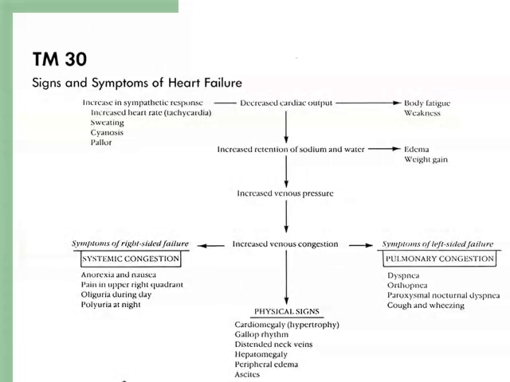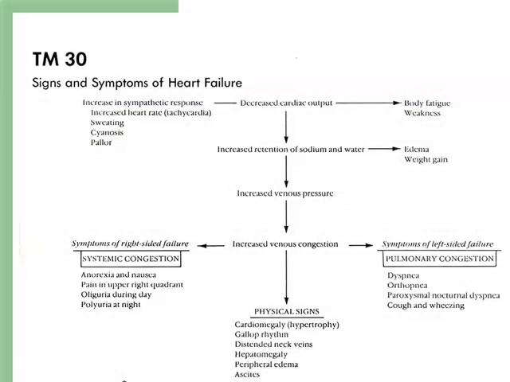The increase in your sympathetic response that causes that decrease in cardiac output causes an increase in heart rate, sweating, cyanosis, and pallor. Retaining sodium and water causes edema and weight gain. Increasing venous pressure leads to increased venous congestion, and in the lungs it will cause dyspnea or orthopnea, paroxysmal nocturnal dyspnea or PND, coughing, wheezing, and DOE, dyspnea on exertion.